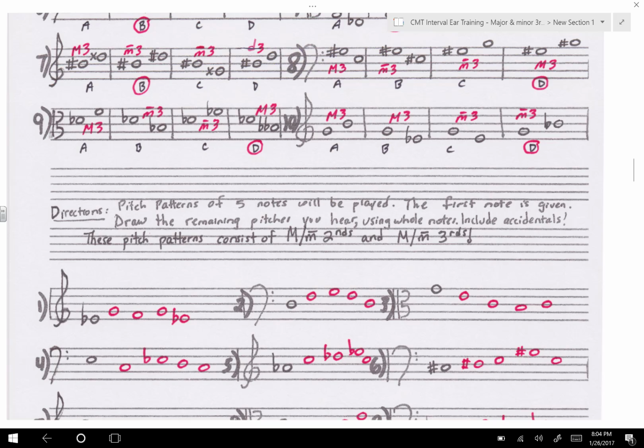From the E, we travel up a major third. And back down to the E, a major third descending. Let's listen to the pitch pattern. There are 2 solfege patterns, syllables that come to mind when I hear this example. The first one could be the minor solfege of this. Do, Re, Mi, Sol, Mi.